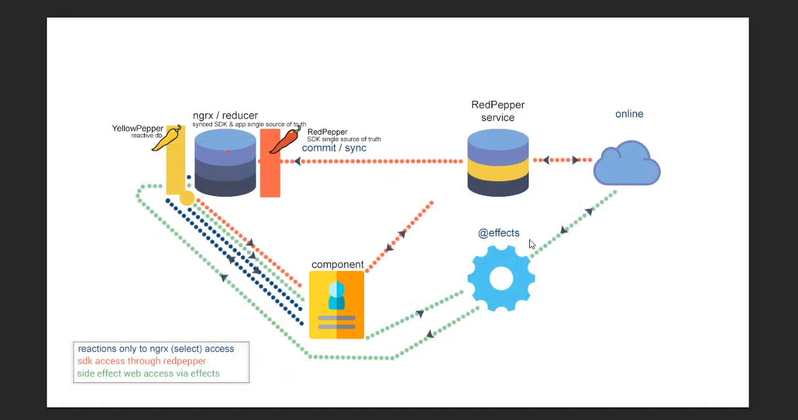So now that we understand the relationship between the Red Pepper service and the NGRX reducer, and the commit of changes between the two, let's talk about the Yellow Pepper service. So the Yellow Pepper service is essentially just a helper library for our RxJS methods to slice the store. So let's go ahead and jump into this library and talk about some of the helper methods there.